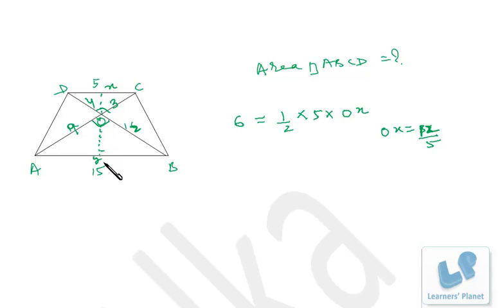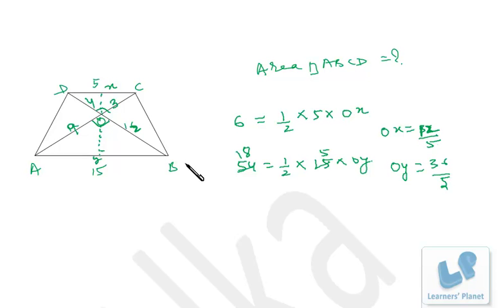Okay. Similarly, we can calculate OY. That's half of 12 into 9, or we can say 6 into 9. So that's 54, equal to half of 15 into OY. So OY will be equal to 36 by 5. Now we got OX, we got OY. So we got the entire length XY, that is the altitude of this trapezium. So that's 48 by 5.